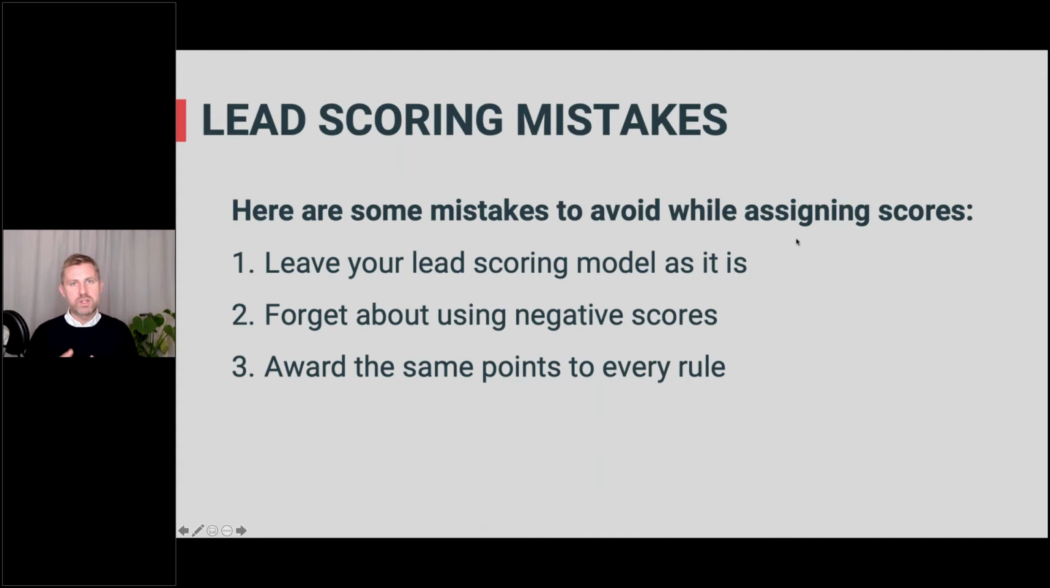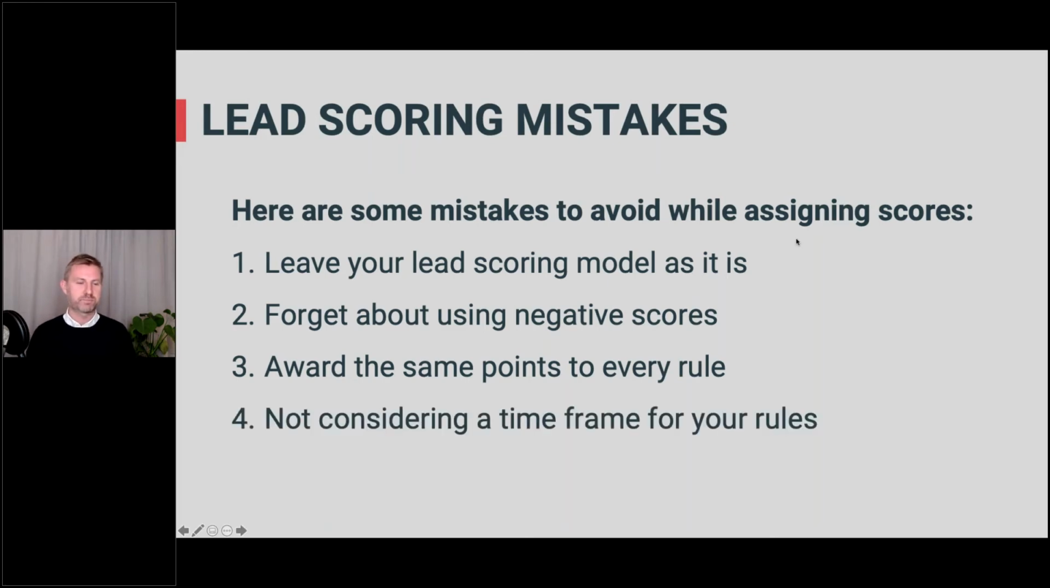Don't award the same points to every rule. I've mentioned this before, but it's just crucial. It may be a bit overwhelming when you're designing your scoring model, so you think, okay, let's just give 10 points to everything. But it's really a matter of figuring out which clicks are more important than others, which pages are more important than others. And don't be afraid to assign these points to people. You can always change it if it doesn't make sense.